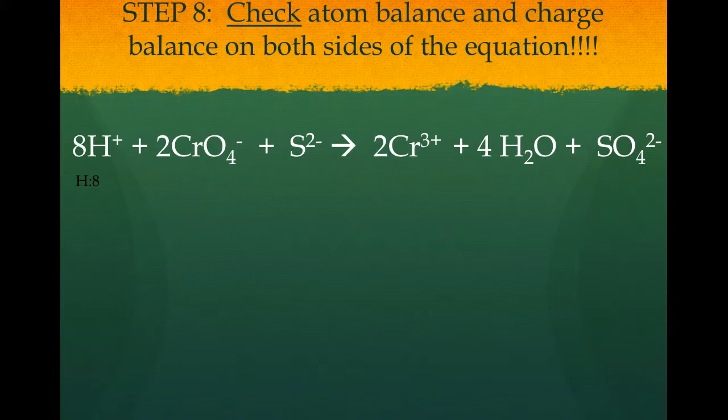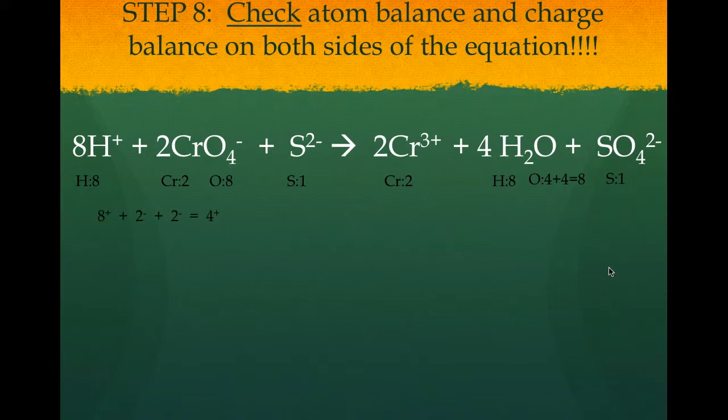So we have 8 hydrogen on both sides, 2 chromium on both sides, 8 oxygen, and here we have 4 oxygen in our water and 4 oxygen in our sulfate, giving us 8 oxygen. We have a single sulfur on both sides, so all of our atoms balance.